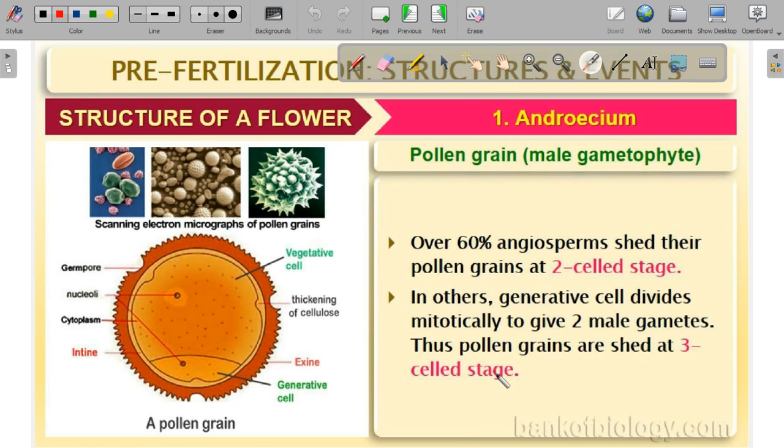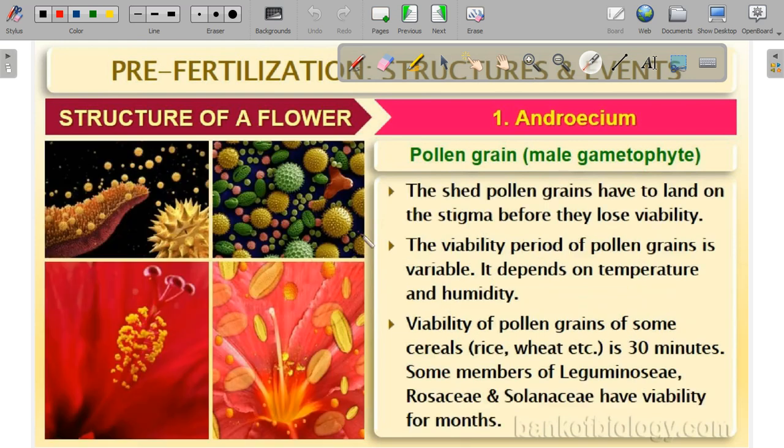There are two generative, one vegetative. It is fixed that they have only one vegetative and one generative cell. Based on the mitotic division and differentiation, if mitotic division and differentiation occurs, then it is a three-celled condition. So the generative cell gives rise to two male gametes, and pollen grains are shed at the three-celled condition. Three-celled means two male gametes and one tube nucleus transformed from the vegetative cell.